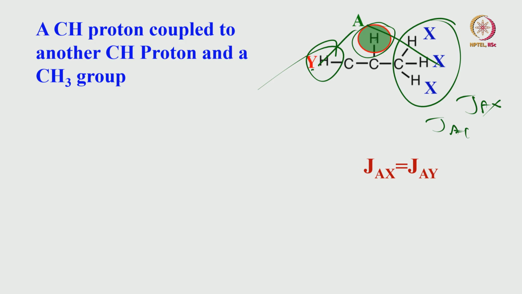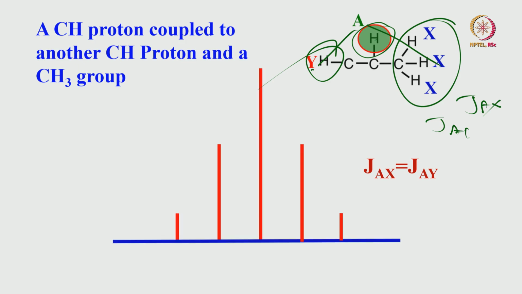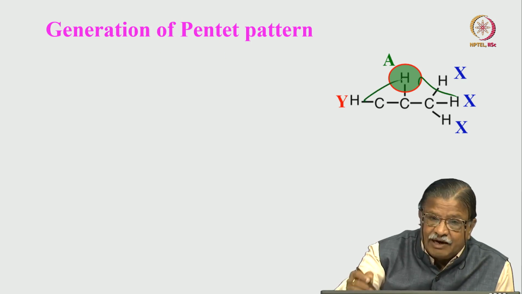Then what is the pattern you are going to get for proton A? If I observe proton A, what do you get? I get a pentet. Very surprising. How did you get this pentet? Of course, the center of this is the chemical shift of this proton, and this will give you the couplings. Separation of the adjacent peaks will give you the coupling. But how did you generate the pentet? How do you know it is a pentet? Remember, it is because of the equivalent coupling.